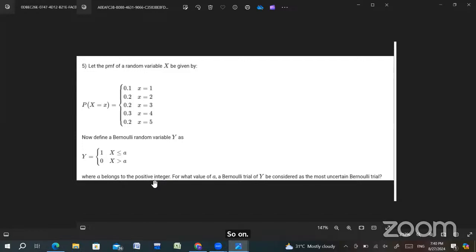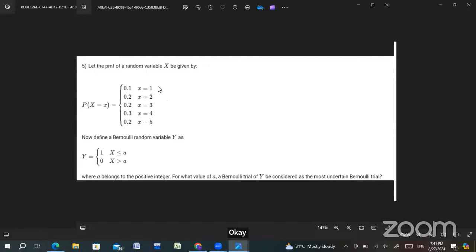So find out the value of probability Y equals 1 at a equals 1. Then you will calculate it. For 1, it will be, I think, 0.1 only. From here, X is less than or equal to 1, so you will use this PMF. At 1, it will be 0.1. So the probability of Y will not be equal to 0.5.